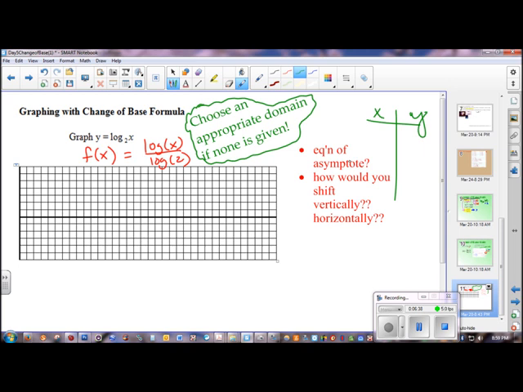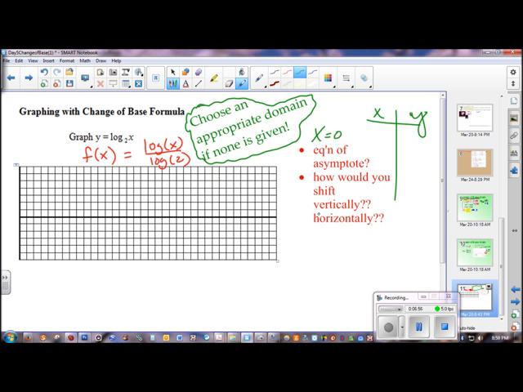We do have an asymptote, but the equation of the asymptote for any of these logarithmic functions, unless we've transformed them, is going to be x is equal to 0. That's the equation of the asymptote, because x is equal to 0 is the equation of the y-axis.